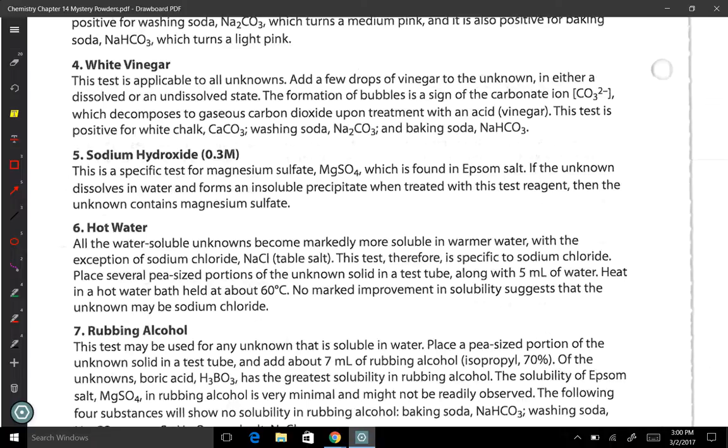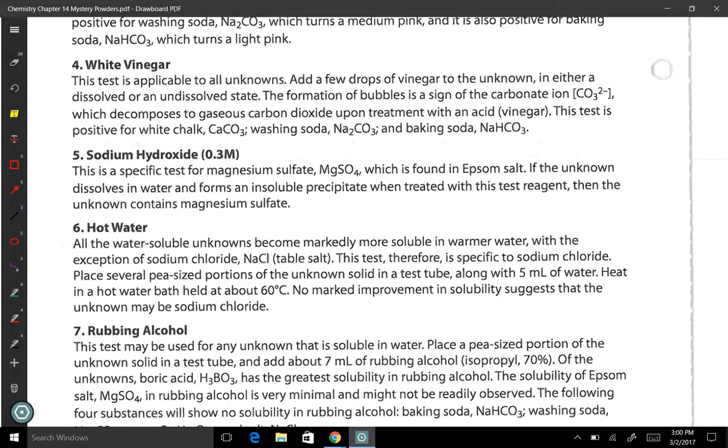From our experience yesterday, I think it works better to actually have your material dissolved in water and then just put the vinegar in the water and see if you have bubbles that form in the water because of the reaction between your sample and the vinegar. So that's how you're just going to do that one. Just put a few drops of vinegar in to your liquid and sample.